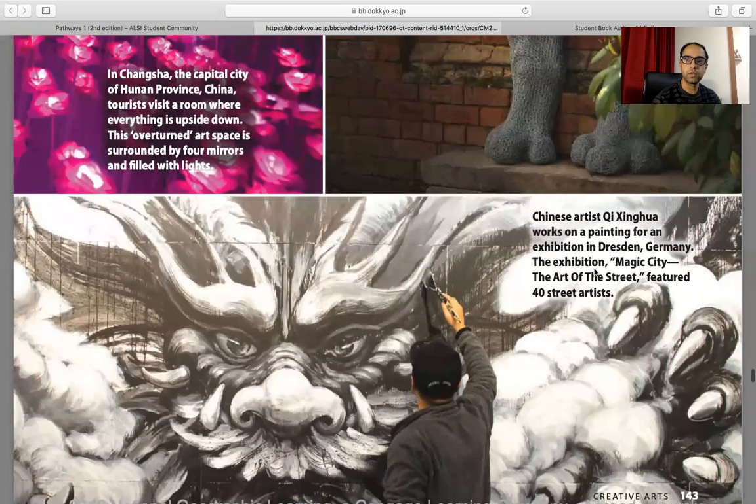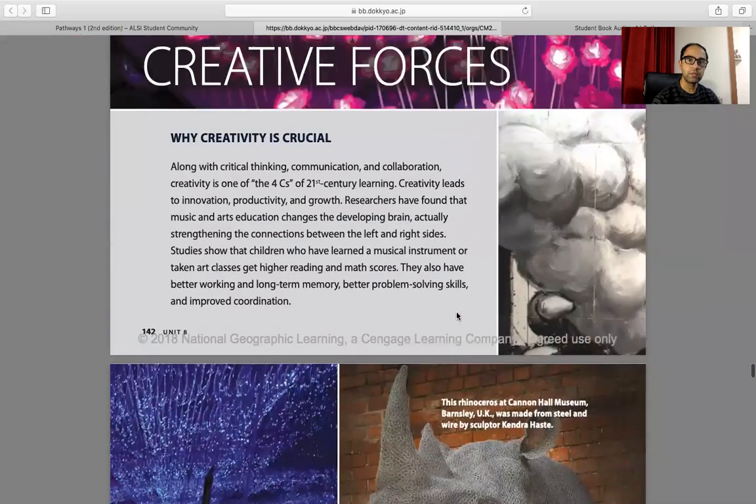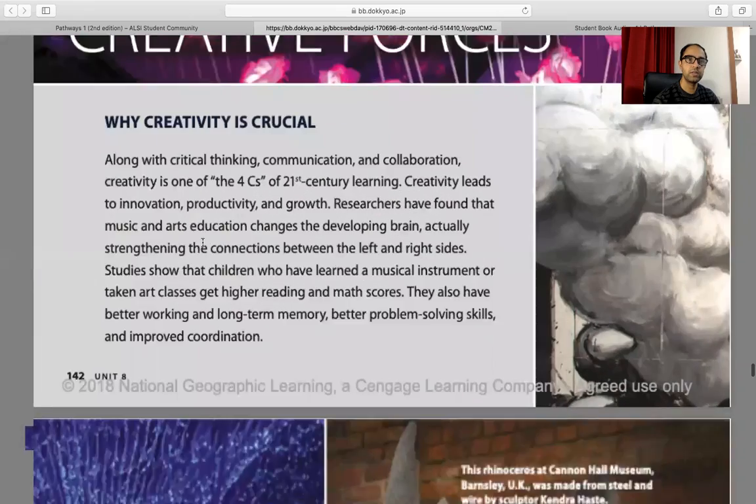And another work of art you have here is by a Chinese artist. I don't know how to pronounce that Chinese name, but works on a painting for an exhibition in Dresden, Germany. The exhibition, Magic City, The Art of the Street, featured 40 street artists. So the key word for you over here is maybe street art. They don't do it in galleries and specific places for arts. Now, I want you to quickly read the information over here. Why is creativity crucial?